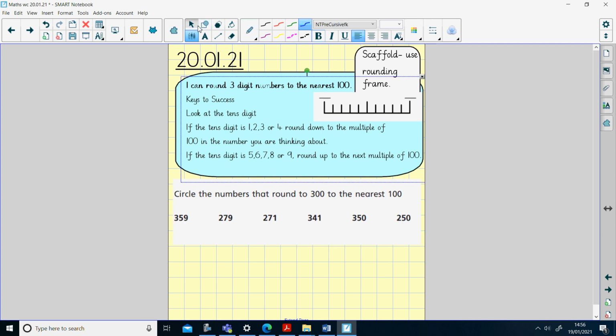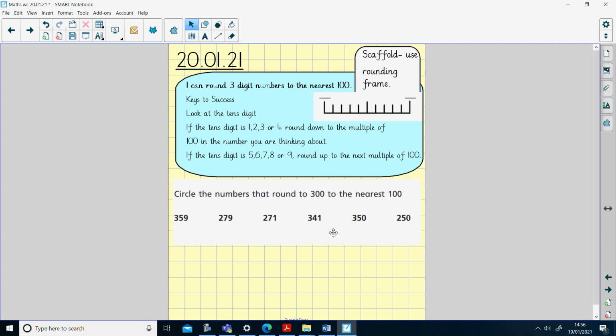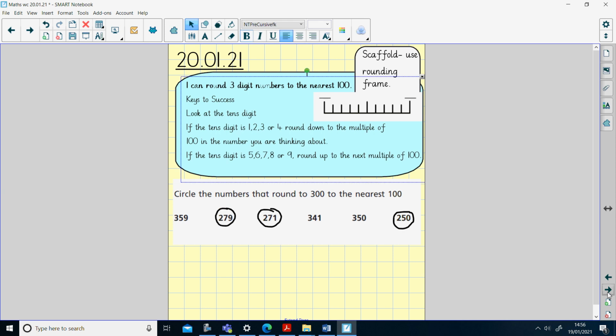Okay, so here I have got some different numbers to choose from, and you're going to circle the numbers that round to 300 to the nearest 10. So have a look at each of those. Which ones round to 300? Pause the video, just make a note of them on your piece of paper and then I'll show the answers.